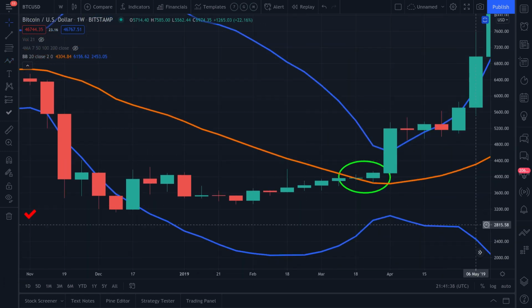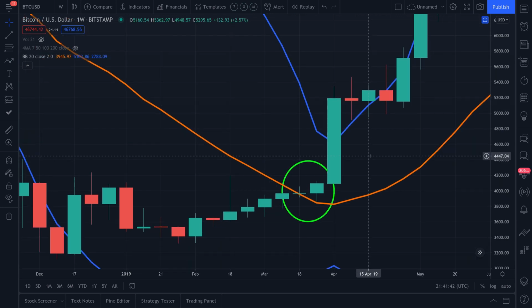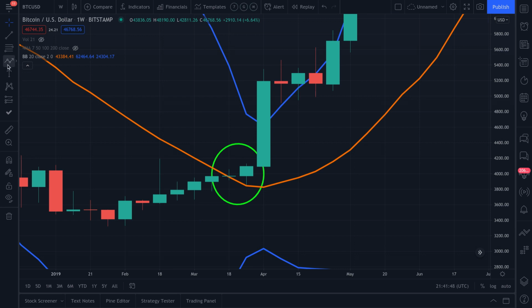By the way, you can't get this at tradingview.com, the circles and checks. It's just something that I put on the chart just before starting the video. Okay. So we got a green circle right here at about March the 25th, 2019.